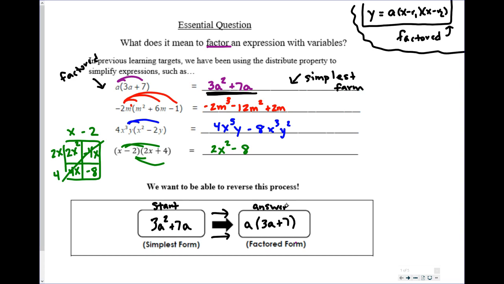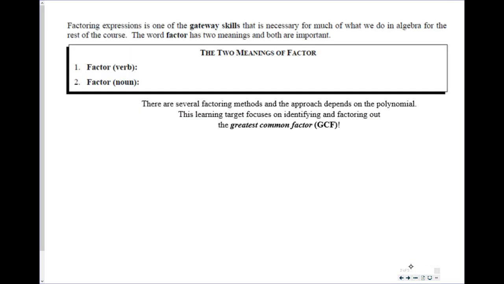There are a lot of ways to do this, and the first way we're going to talk about is the greatest common factor method. This is a really important skill. We call it a gateway skill. Factoring expressions is called a gateway skill because it's really necessary for what we're going to do in algebra the rest of the year, which is understanding the concept in this learning target.